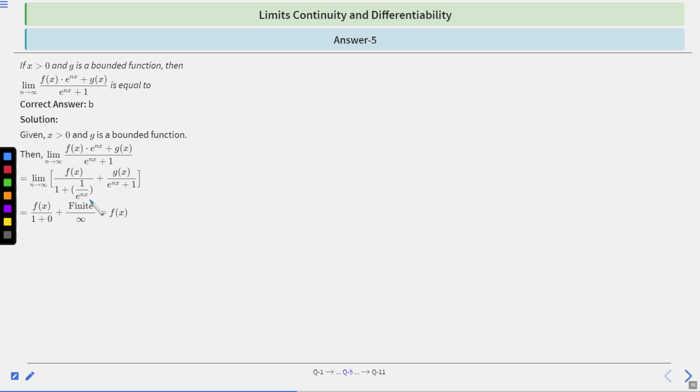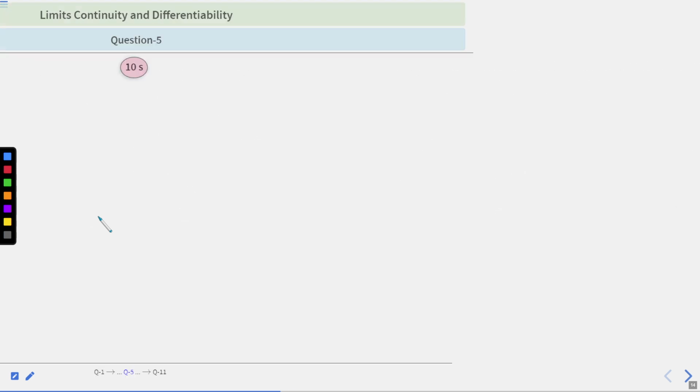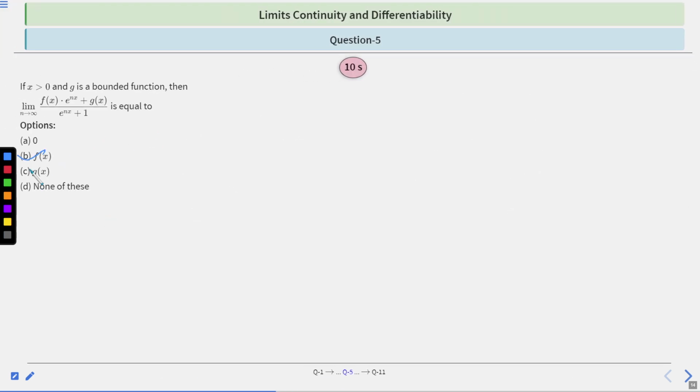Clear? Now see, if n tending to infinity, this term will be 1 by infinity, which is 0. Clear? And n tending to infinity, this is infinite, right? So it is basically fx upon 1 plus 0 plus some finite thing upon infinity. Clear? Which is equal to fx, right? So option B is the right choice. Fx. Clear?